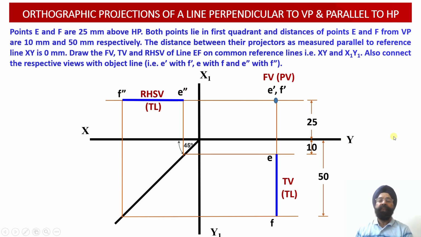So this way we have been able to obtain the true length projection of this line onto the horizontal plane, point view projection of this line onto the vertical plane, and true length projection of this line onto the right hand side view projections onto the profile plane. So this way we have been able to evaluate the orthographic projections of a line which happens to be perpendicular to the vertical plane and parallel to the horizontal plane.